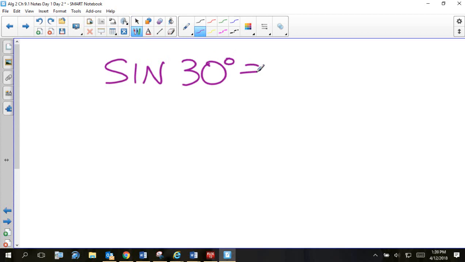Say that. Sine of 30 degrees. Good job. Carly, sine of 30 degrees. Good. Look, sine of 30 degrees. Very good. Sine of 30 degrees. It's not. What angle has a sine of 1/2?